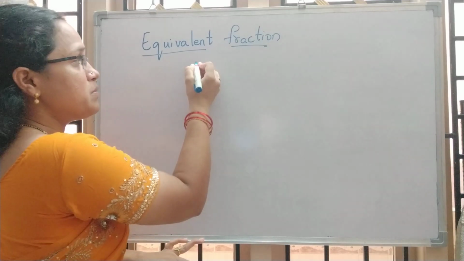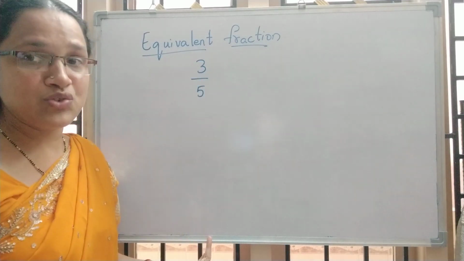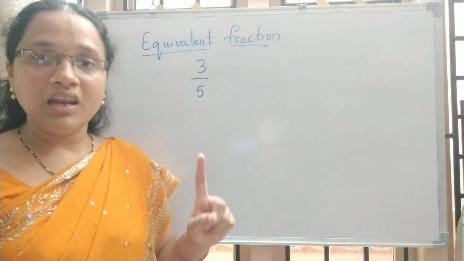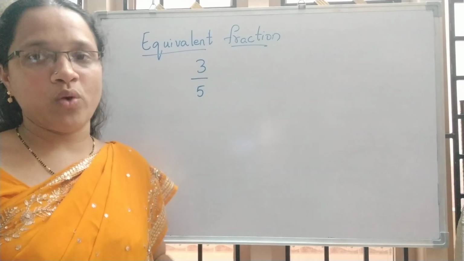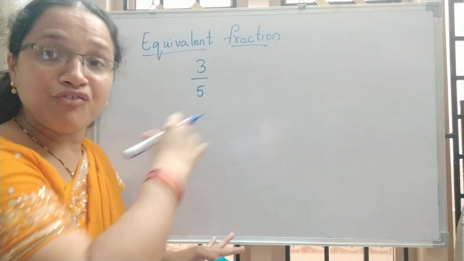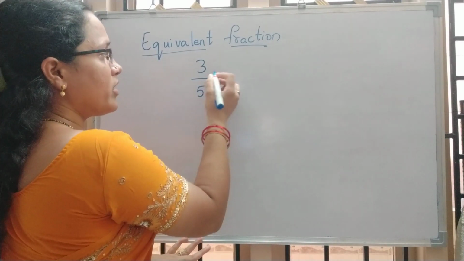Yes, let us see. Suppose I take an example of 3 by 5. Actually, this is the simplest form of the fraction because it is not divisible in any other table except for 1. Yes, but I can write equivalent fractions for this. See, check it out, children. Look here, everyone.